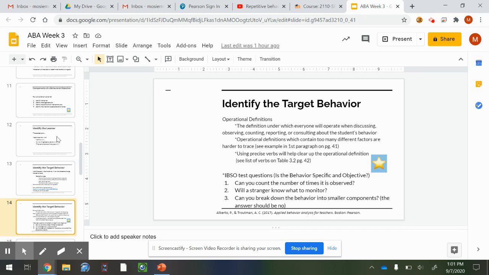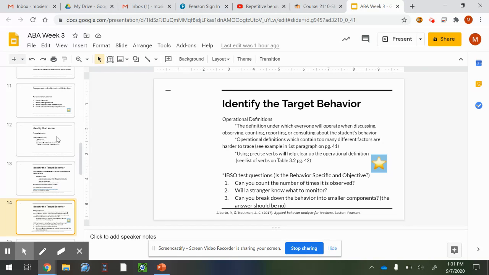Operational definition. This part is very important for our case study. An operational definition is the definition under which everyone will operate when we're discussing, observing, counting, reporting, consulting. Anytime we're talking about the student's behavior, we're referring back to that definition. So it's very specific, and it helps us know what that behavior looks like, sounds like. Operational definitions that contain too many factors are harder to trace. So if you look on page 41, in the first paragraph, it gives some good examples there. I'm not going to go over them at this time.